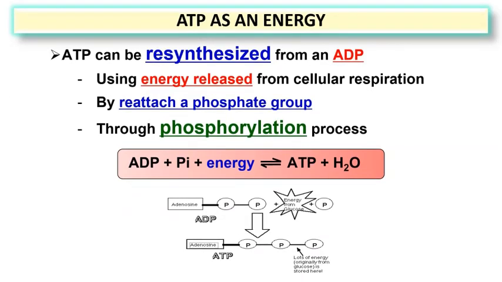ATP also can be resynthesized from ADP. The process is called phosphorylation of ADP. And this is the equation: ADP plus inorganic phosphate plus energy released from cellular respiration becomes ATP plus H2O.